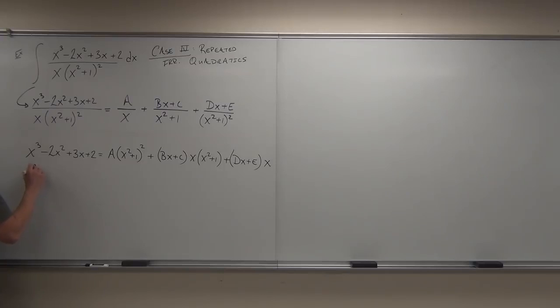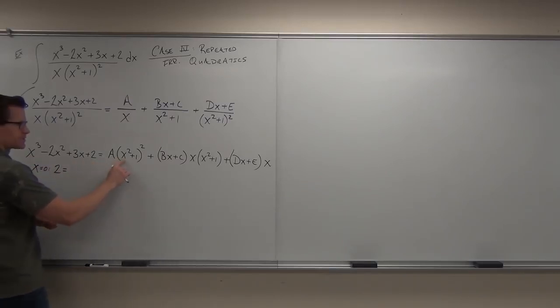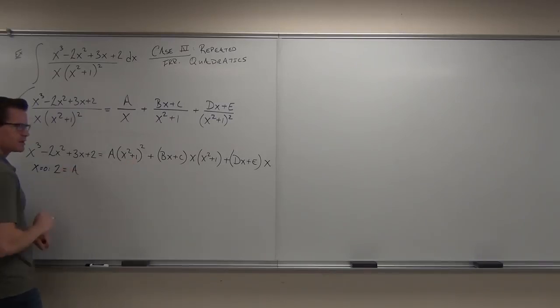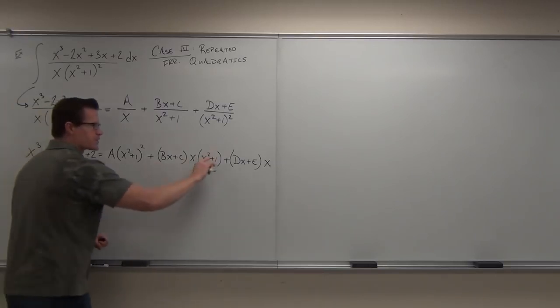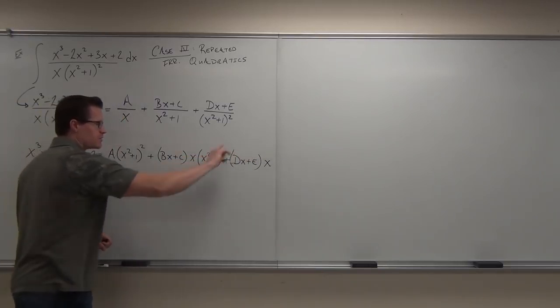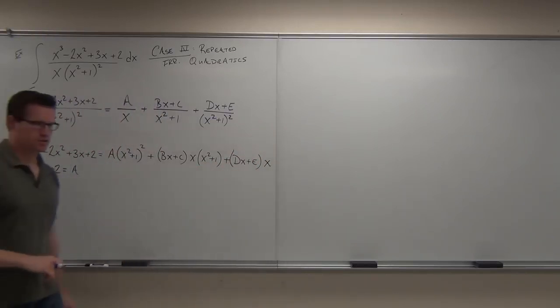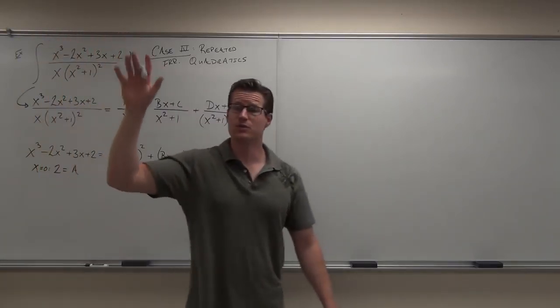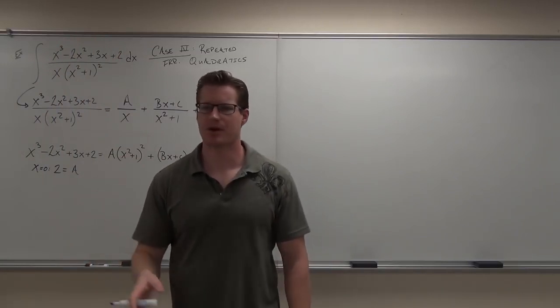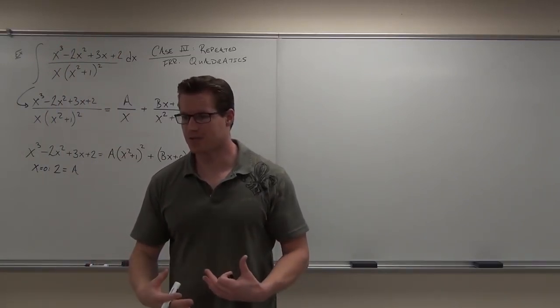So if I do x equals 0, here's 2. Here's 0 plus 1 is 1. 1 squared is 1. A times 1 is A, equals 2. All this stuff would go to 0. 0 times everything would be 0. So right now I know A is 2. Show of hands, feel okay with that logic? If you didn't do that right away, it's going to be very apparent to you later anyway, so it's really not that big of a deal.